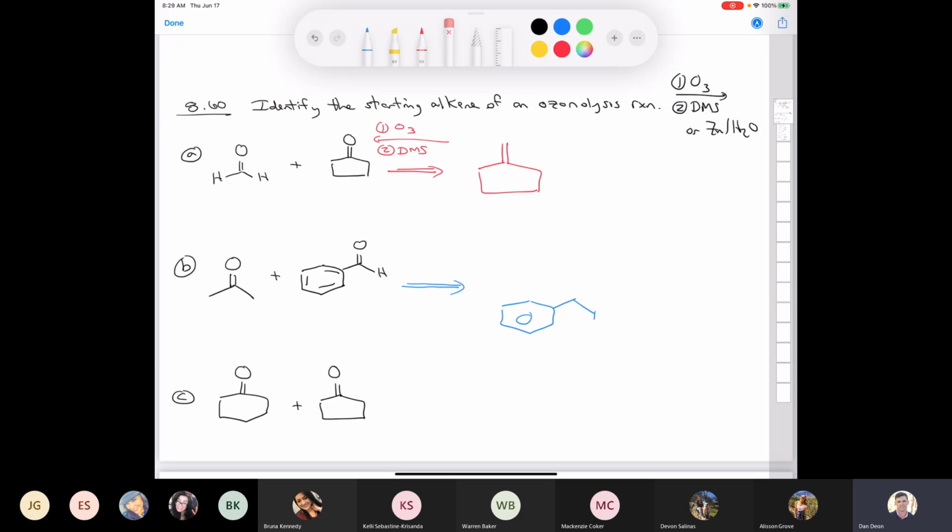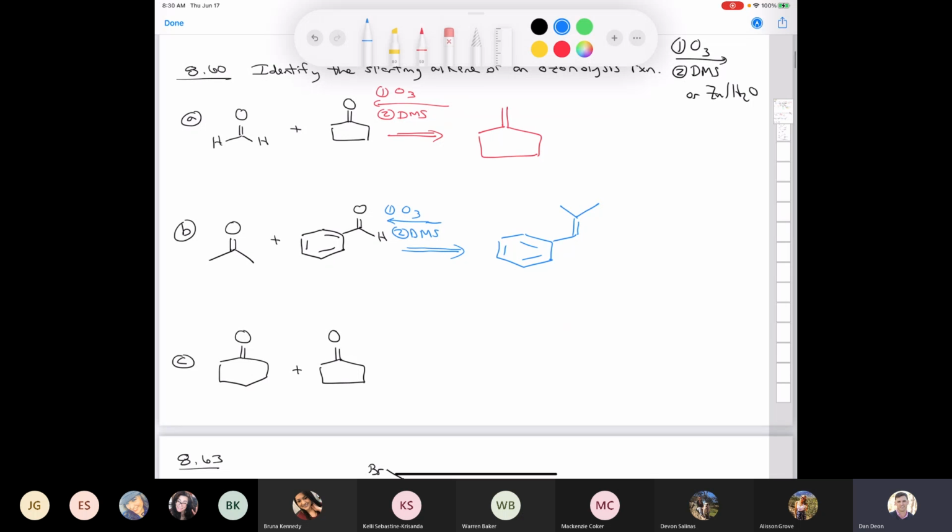Okay, so let me erase all that and I'll draw it a little bit prettier. So we'll start by drawing the aromatic ring. Here we go. And there we have it, like that. That would be our starting material. Again, step 1, ozone. Step 2, DMS, dimethyl sulfide, which is really stinky. And then the last one, I think hopefully by now you're getting the idea.